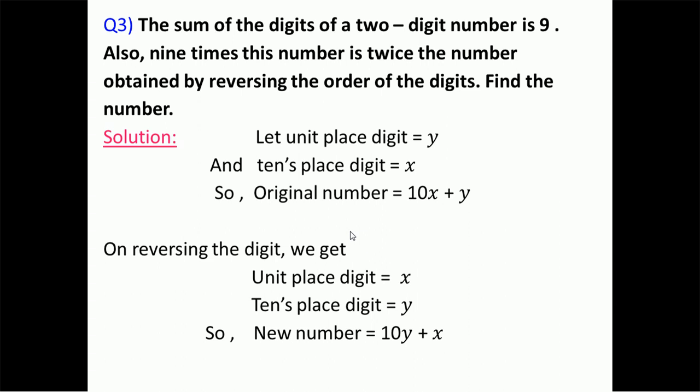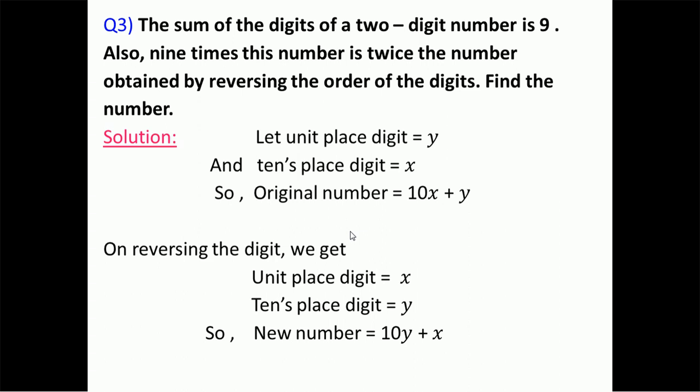They said reversing the digits, so we will reverse the digits now. The unit place digit will now be x and the tens place digit will be y. So with the reversing of the digits we get a new number. Now the tens place digit is y, so it will be 10y plus x. So this will be the new number formed.